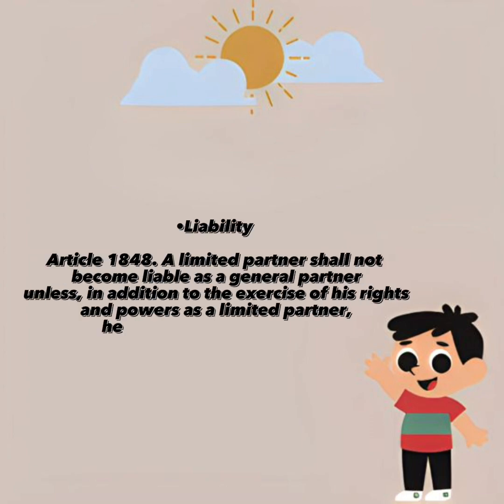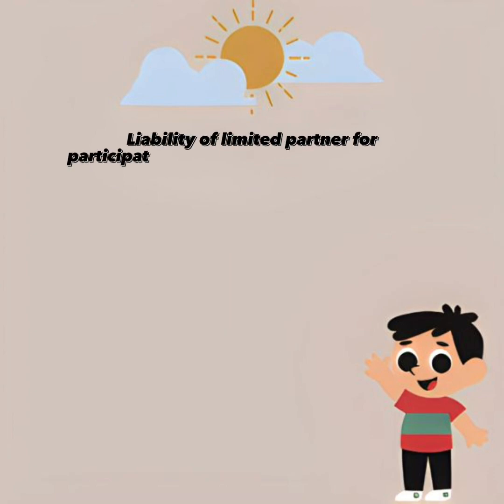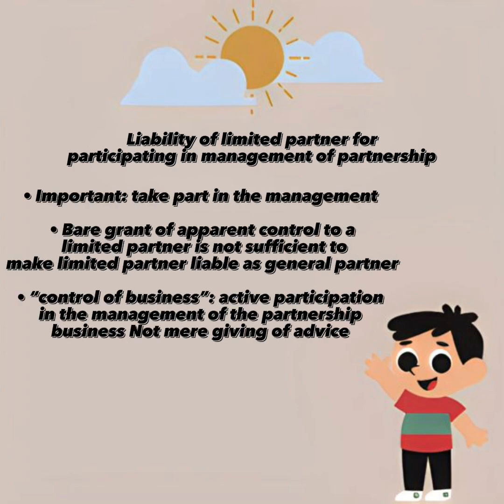Liability. Article 1848. A limited partner shall not become liable as a general partner unless, in addition to the exercise of his rights and powers as a limited partner, he takes part in the control of the business. Liability of limited partner for participating in management of partnership. Important: take part in the management.